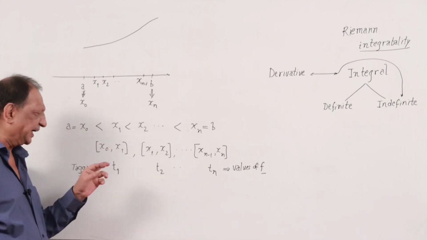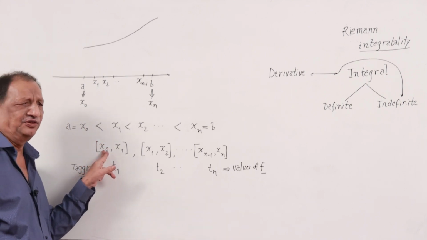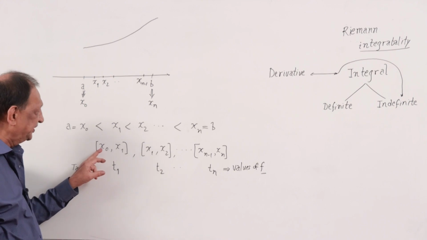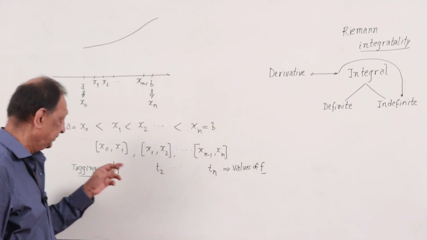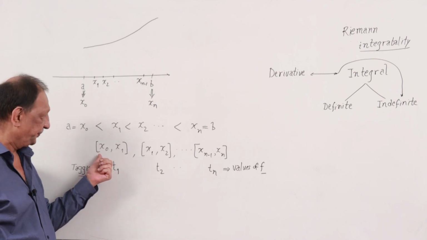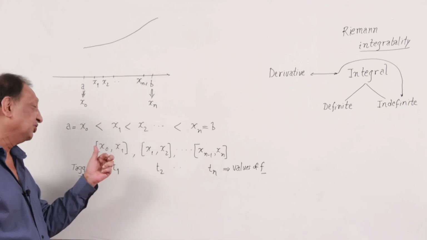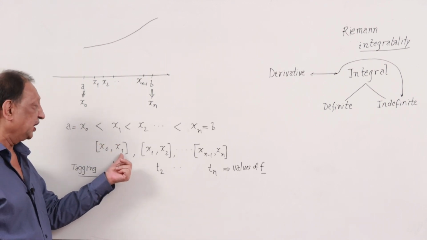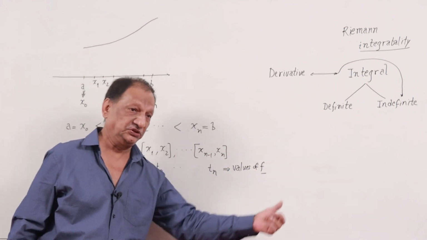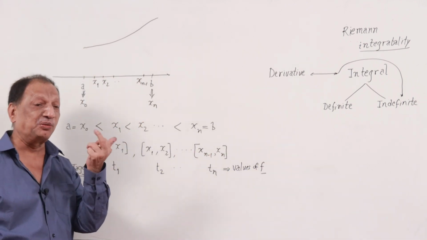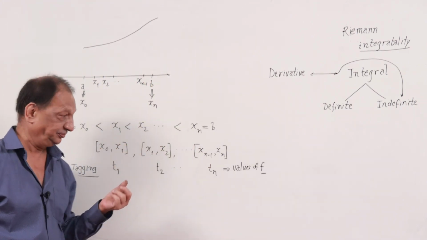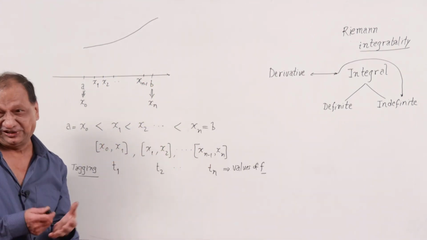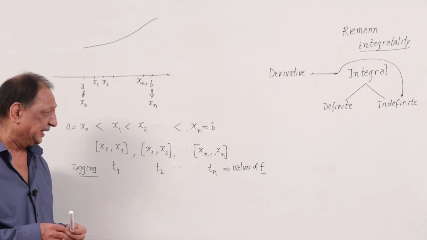I'll give you a simple example. I can always use the left side value as the value of the tag. That means f(x0), f(x1) up to f(xn-1) can be the tag values. That's the minimum value, not the minimum value of f, but the value at minimum x. Or I can use f(x1). Or I can look at the maximum value of f in this interval and say that is my tag value. Whatever you can do that. No problems.